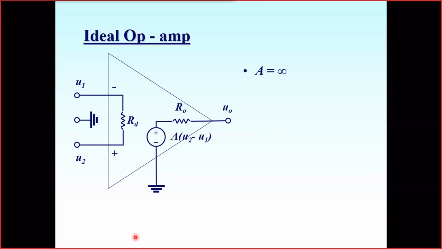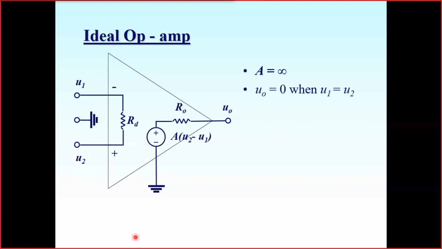Of course, there are some very good amplifiers, so-called rail-to-rail. The amplifiers which use the power supply most effectively. So for them, the difference between the saturation output and the power supply may be as low as 0.1 volt. So it's very close. But well, so this is an ideal amplifier and ideal differential amplifier.